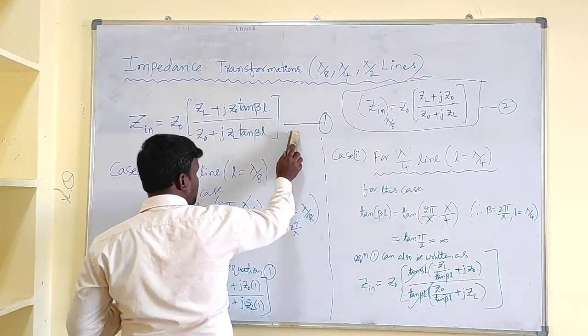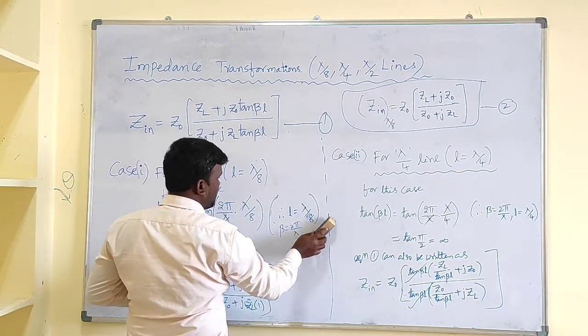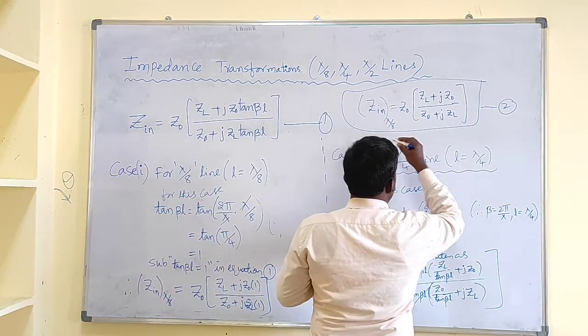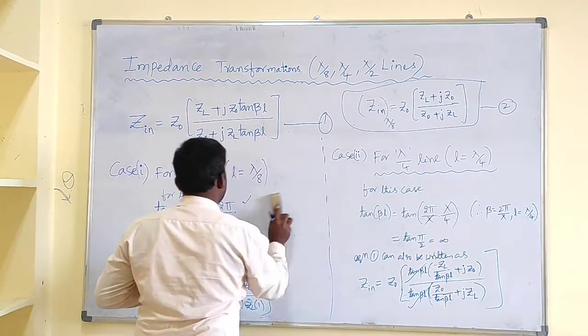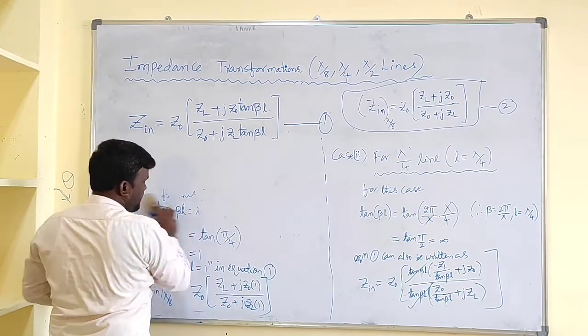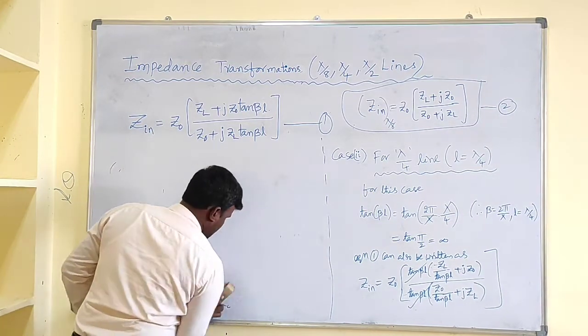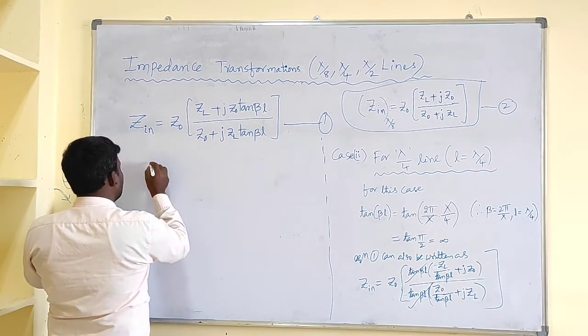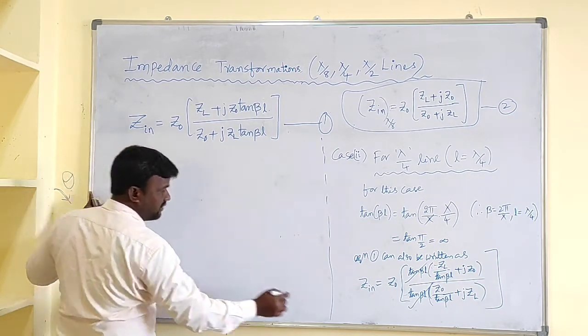We require this equation 1 for the lambda by 2 line also, so it is for lambda by 8. That is equation 2. Now after simplification, what do we get? That is Zin equal to what? Therefore I will write this one here.